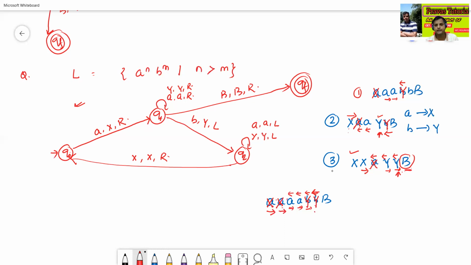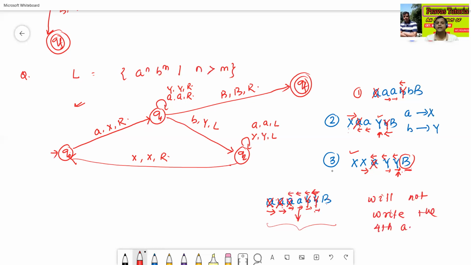And Q0 reads A, write as X, and Q1 reads A, skip, Q1 reads Y, skip, Q1 reads Y, skip. Then Q1 reads the blank symbol, goes to the final state. So here in this case, the Turing machine will not write the fourth A.